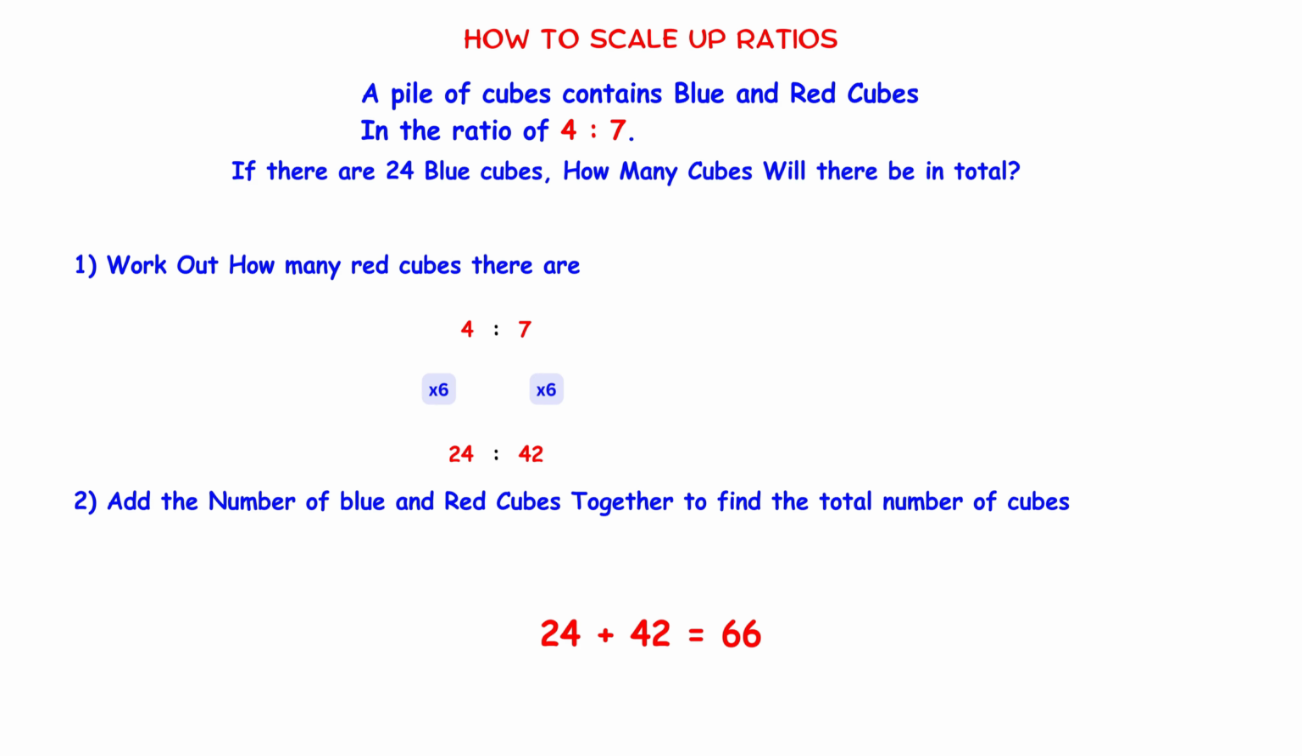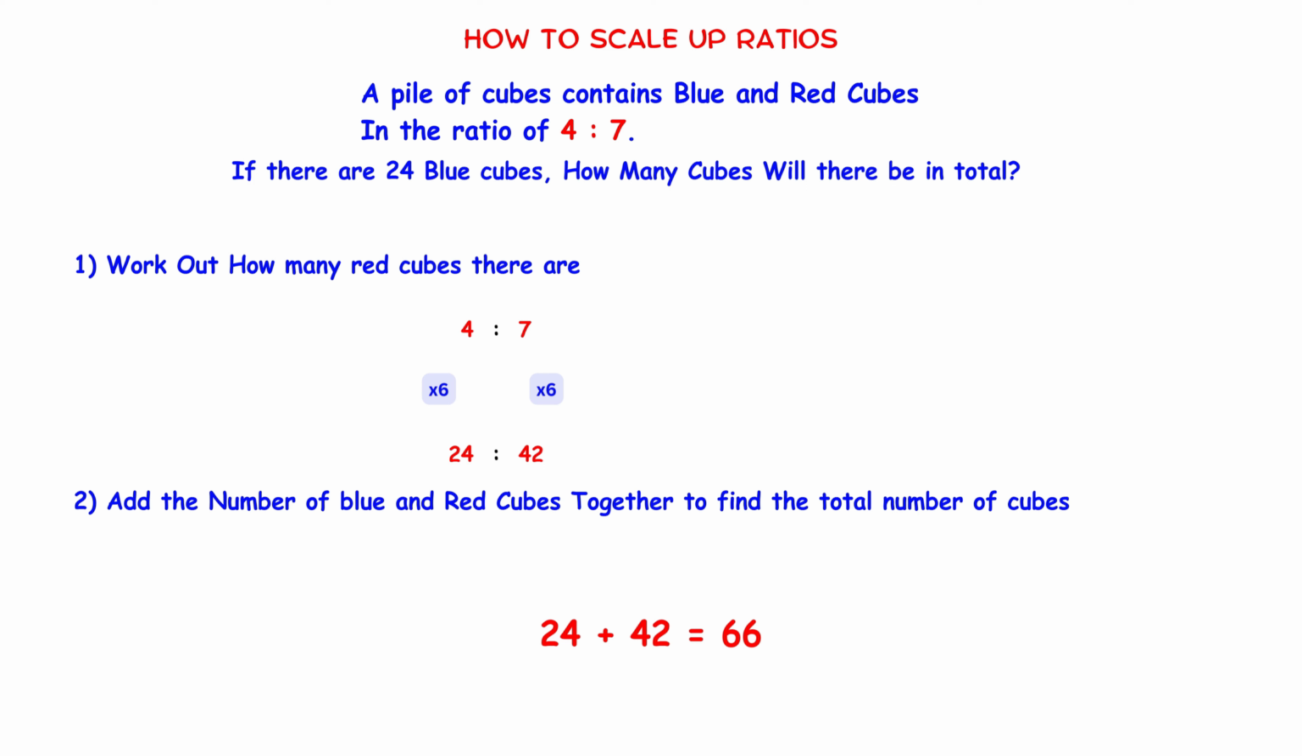Another common type of question asks for the total number of items when one part of the ratio is known. For instance, if we know that there are 24 blue cubes, how many cubes are there in total? To solve this, we use a two-step approach. First, we determine the number of red cubes, and second, we add the two quantities together.